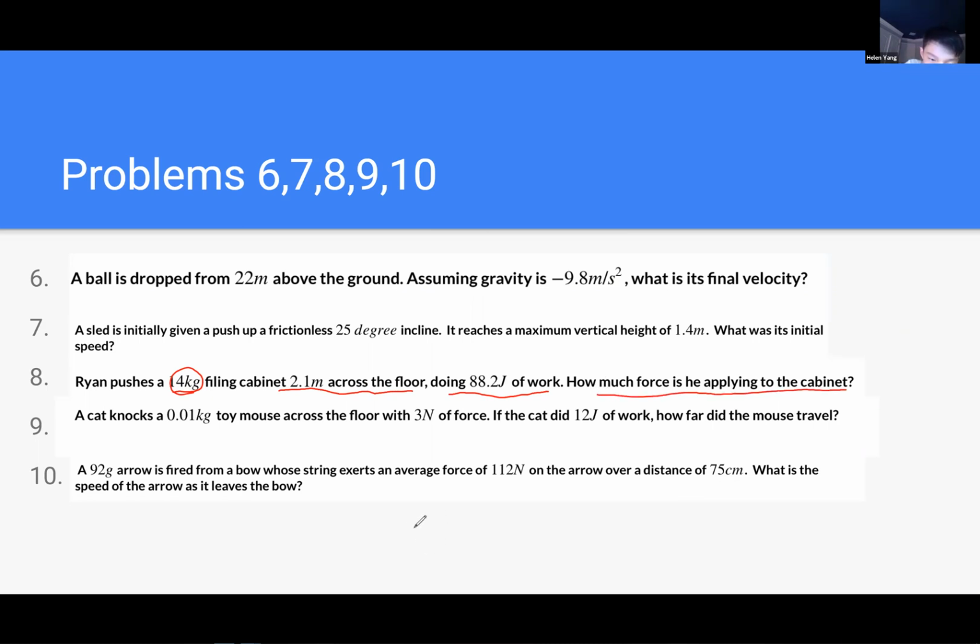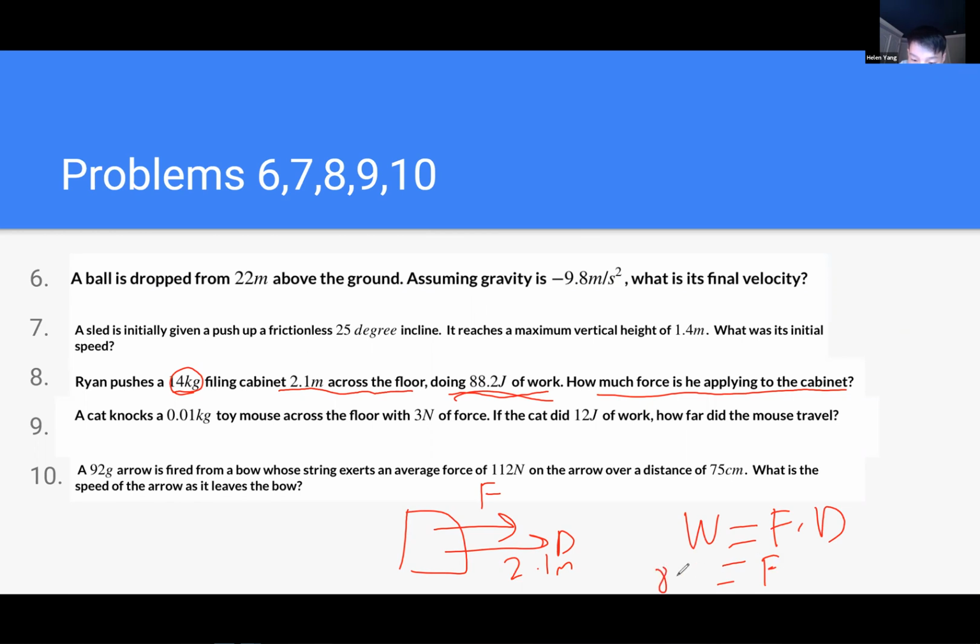So it looks like this. So it's pushing the force like this, going distance this way. And it's the force in this displacement. So it wants the force in this situation, and you know the distance is 2.1 meters, and the work is 88.2 joules. So you can use the equation work is equal to force times distance, and you get 88.2 joules is equal to force times 2.1, and force would be equal to 88.2 joules over 2.1 meters, and you would get the answer.